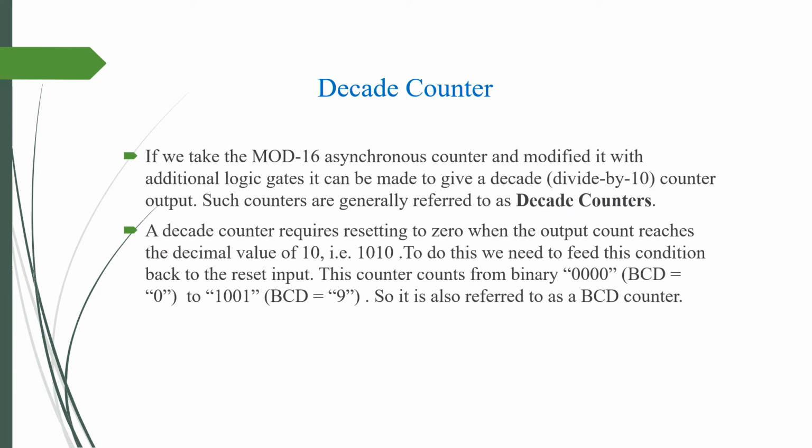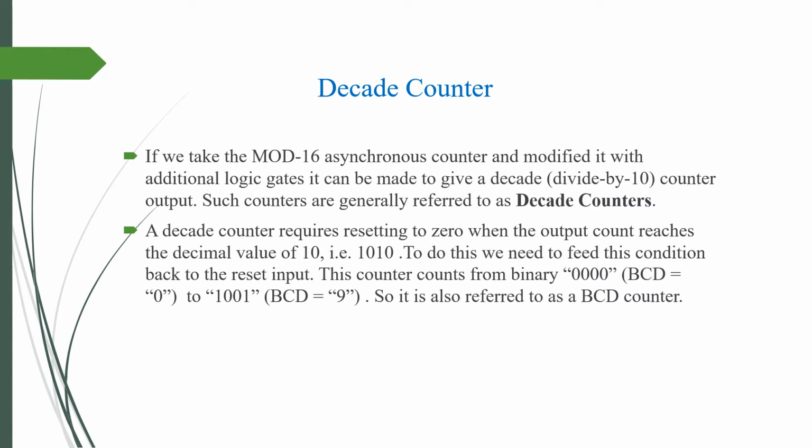Decade counter is the counter that has 10 different output states. It counts from 0000 to 1001. If we take a mod 16 asynchronous counter and modify it with additional logic gates, it can be made to give a decade, that means divide by 10, counter output. Such counters are generally referred to as decade counters.